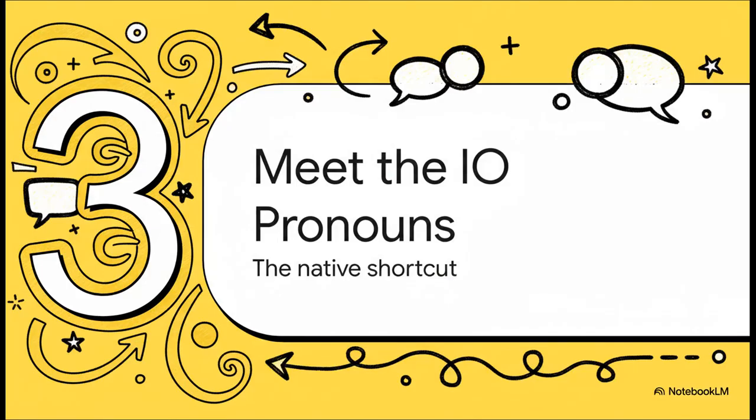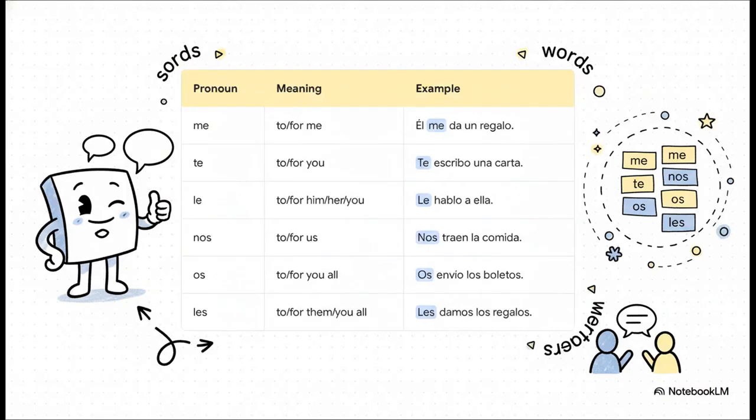Now for the fun part. This is the shortcut that's going to make you sound way more natural when you speak. We're talking about indirect object pronouns. And here they are. This chart? This is pure gold. These 6 little words, me, te, le, nos, os, and les, are the key. They're what lets you replace entire phrases to make your sentences shorter, snappier, and just, well, more Spanish.